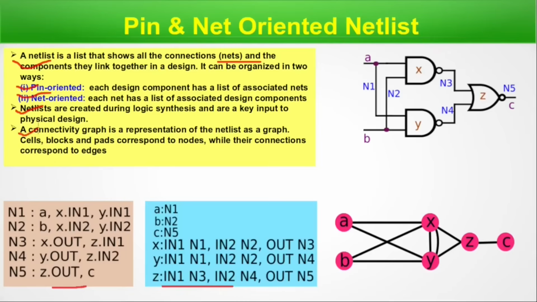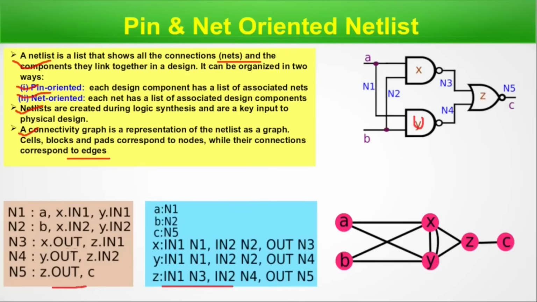Now a connectivity graph is a representation of a netlist as a graph. Cells, blocks and pads correspond to nodes while their connections correspond to edges. So we have presented it as a graph also. So in net 1, net 2, net 3, net 4, net 5, their descriptions. From this description we can understand the circuit. This is gate X. Net 1 is connected with input 1 of X and input 1 of Y. Net 2 is connected with input 2 of X and input 2 of Y. This way, the description is done.